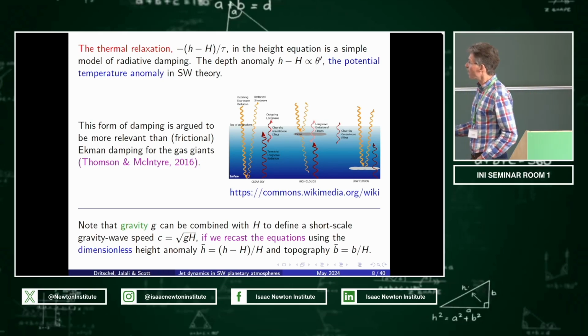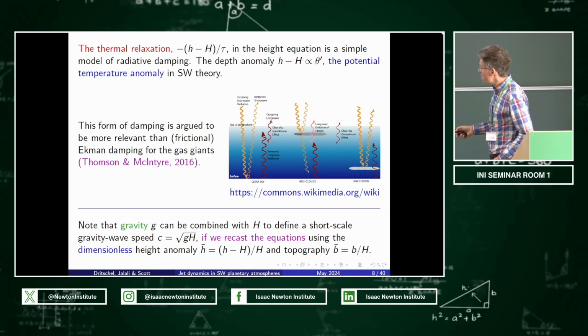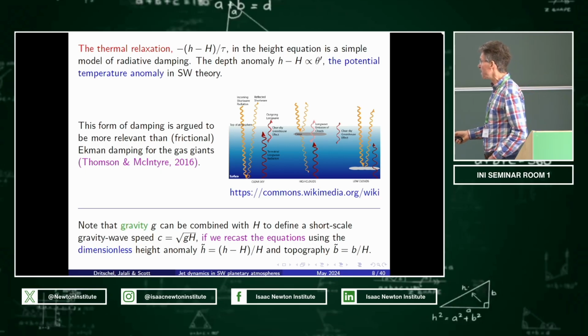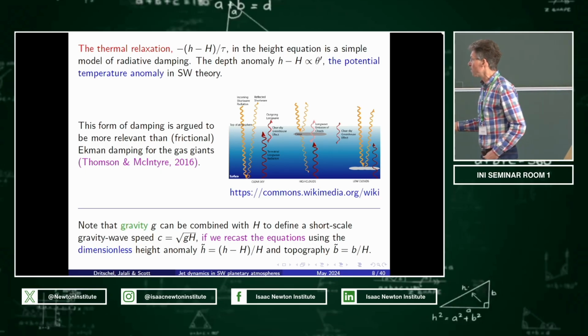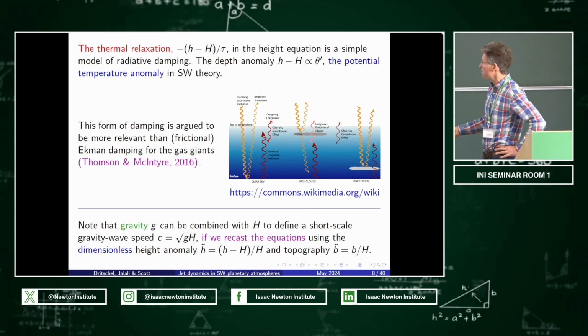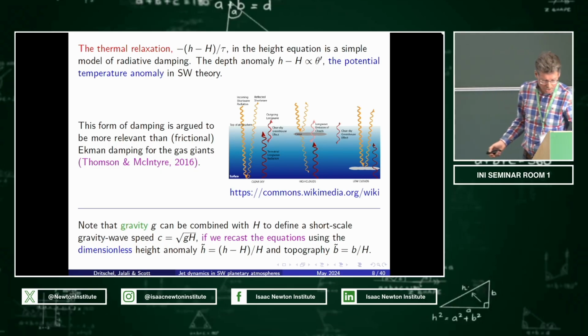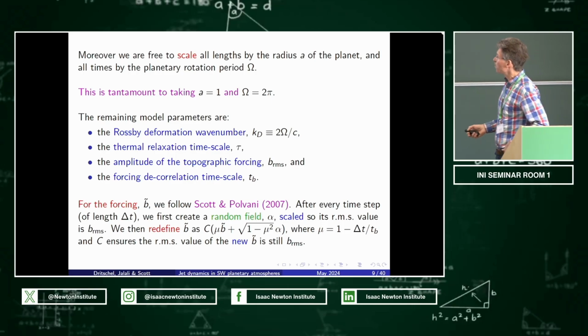Okay, so regarding parameters, we can absorb the gravity G into the mean thickness of the fluid layer to define a shallow-water gravity wave speed, which is this parameter C. And then you can recast the equation in terms of a dimensionless height anomaly, which I'm going to call H tilde, which has no units at all, of course, and then a dimensionless topography B divided by H. When you do that, there are only a few parameters that are left.